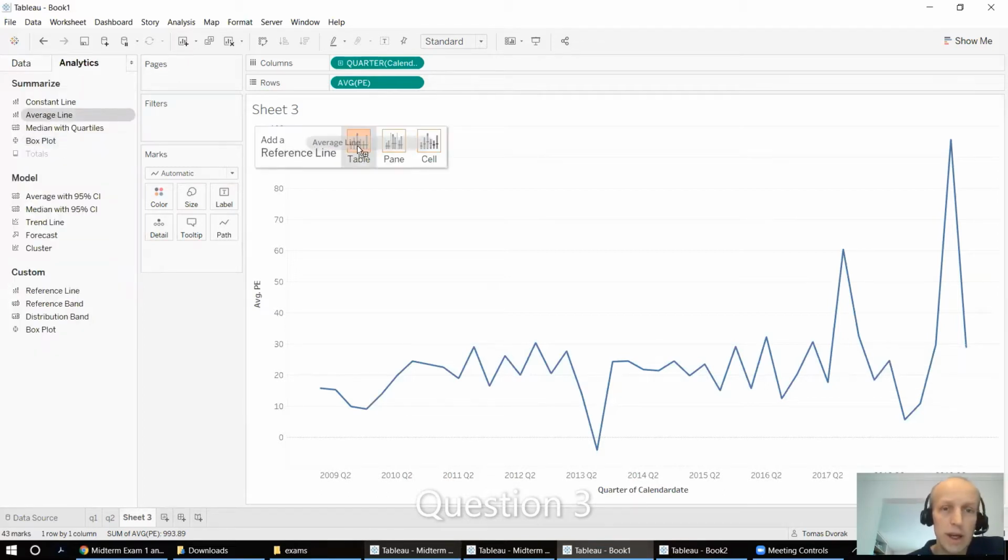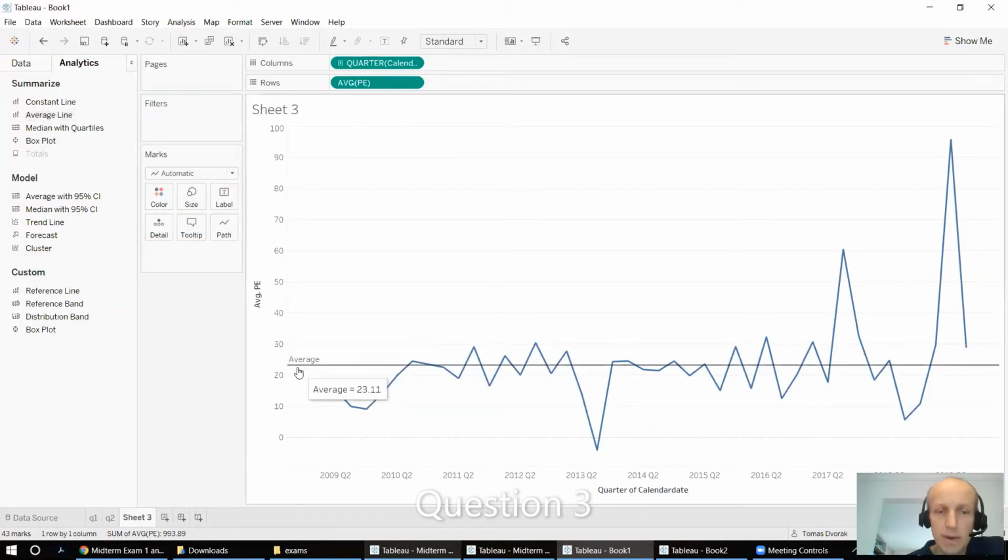So let's put in an average line. On average, it's about 23.11. As of 2019, it's really right near its long-term average. So the S&P 500 doesn't seem to be overvalued or undervalued. Remind you, this is in 2019.